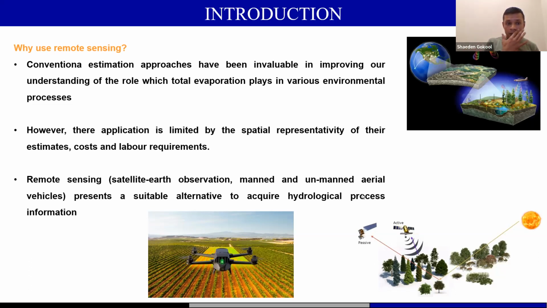Remote sensing data, as I mentioned, could come from multiple platforms. You get satellite Earth observation approaches, you could get manned aerial vehicles or unmanned aerial vehicles, which have sensors attached to them. These are alternate data acquisition approaches, and they present a suitable alternative for us to acquire hydrological process information. Sorry, I seem to have stopped sharing my screen.